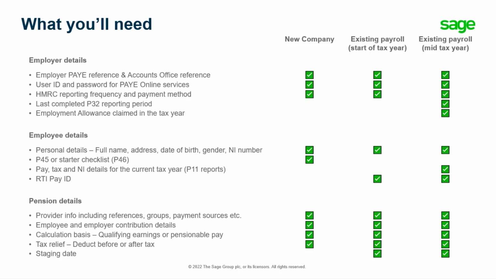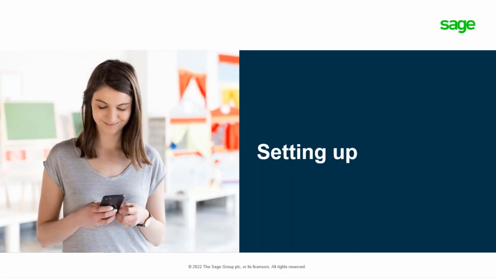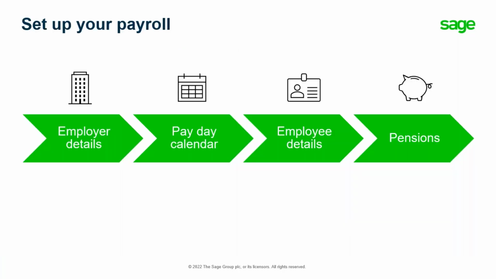So that's what you're going to need. We're now going to show you the setup steps. So I've broken this down into 4 key tasks. When you're setting up a payroll, you'll start by entering your employer details. You'll then set up a payday calendar. You'll enter or check the employee details that you've imported, and then you'll set up your pensions and, where applicable, assign those to your employees.